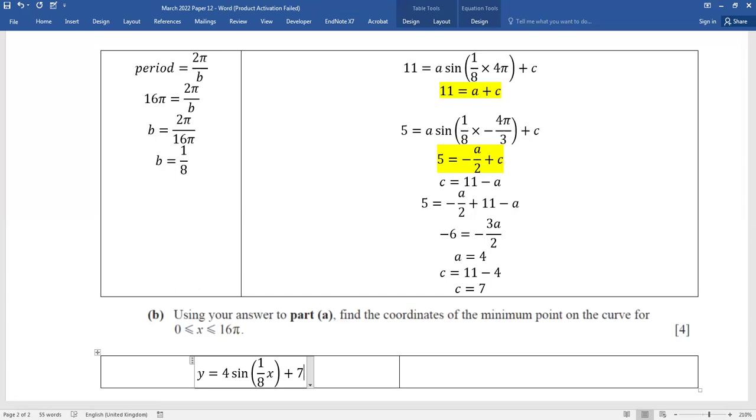Okay, now let's have a look at this one. Using an answer to find the coordinates of the minimum point on the curve for 0 to 16 pi. So 0 to 16 pi तक, I know I will have one entire cycle of sine. Is that right? Sir, can you please explain the equation of sine, cos, and tan? Yes, I have already explained it. पहले सवाल करते हैं, then I'll get back to you on that one as well.